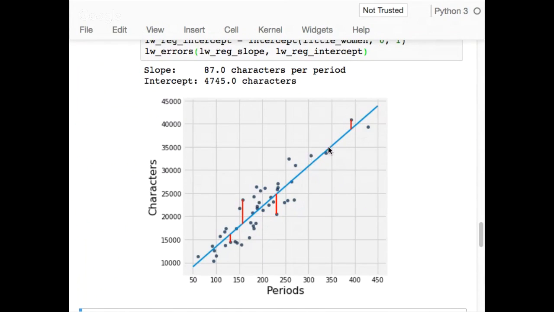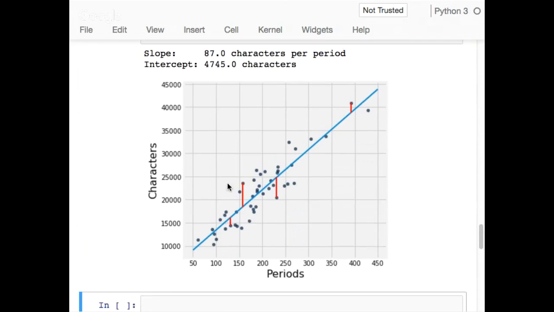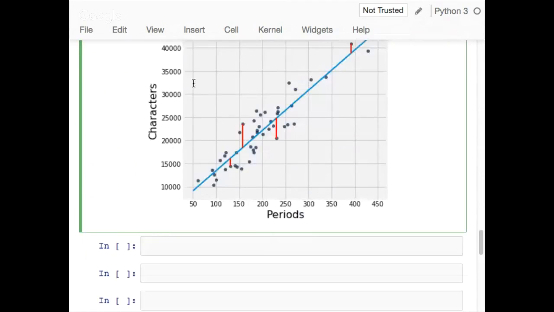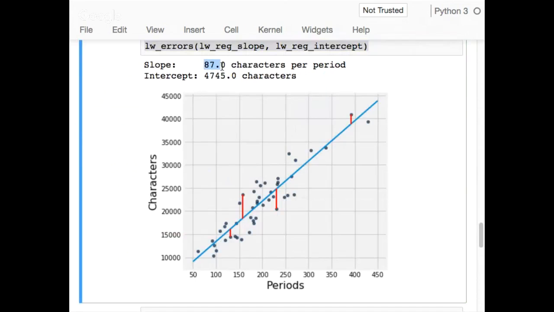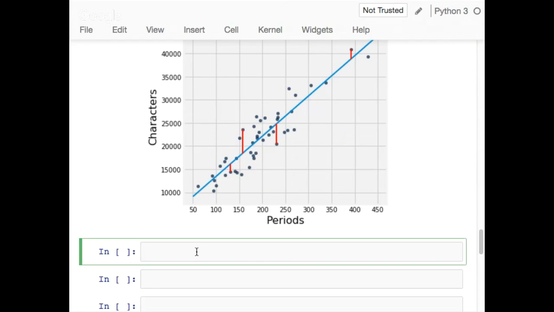We see here that the line passes through. This little red bar is the error for this particular point. This red bar is the error for that point, that point, that point. Most of the points here have some error. What we can do is try to draw some more lines, right? What if I didn't know the slope was supposed to be 87 and the intercept was supposed to be 4,000? What if I thought the slope was 50 and the intercept was 10,000?